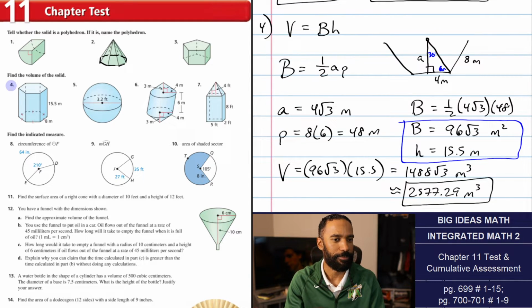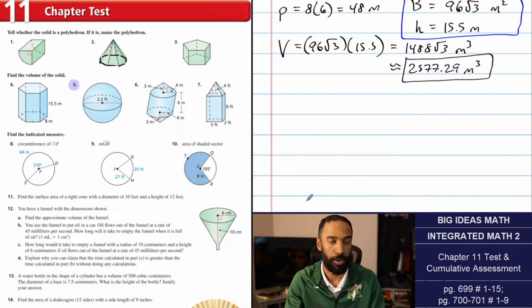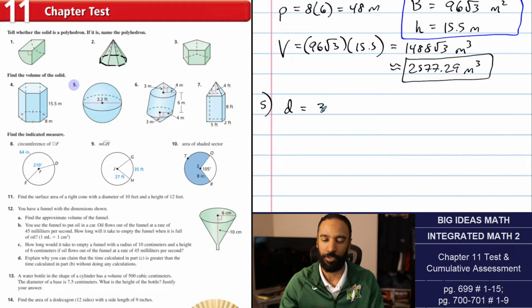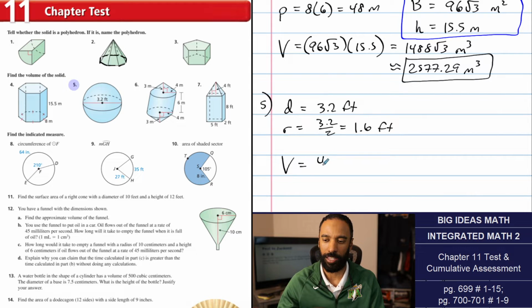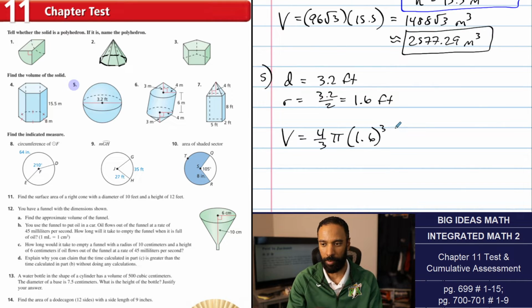Number 5, the volume of this sphere. A sphere's volume formula is volume equals 4/3 pi r cubed. So we need the radius. In this sphere, you have a diameter of 3.2 feet. So the radius will be half of that, which is 1.6 feet. As the volume is 4/3 pi r cubed, we are going to take 1.6 and cube it, multiply by 4/3, multiply by pi, all that kind of stuff.